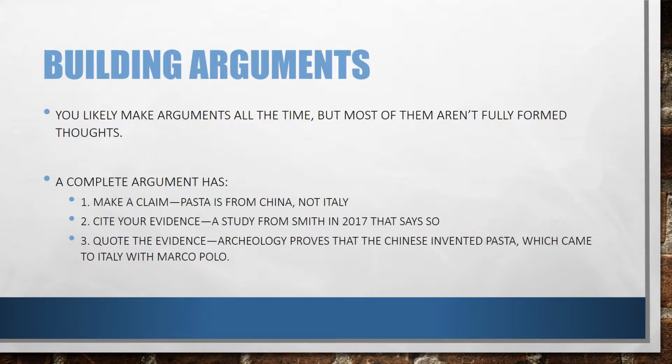You likely make arguments all the time, but most of them are not fully formed thoughts. A complete argument has three parts. First, it makes a claim. In this example, we'll say that pasta is from China, not Italy. Second, you need to cite your evidence. In this case, we have a study from Mr. Smith in 2017 that says that we're correct. And third, you need to quote the evidence. In this case, that archaeology proves that the Chinese invented pasta, which then came to Italy with Marco Polo.